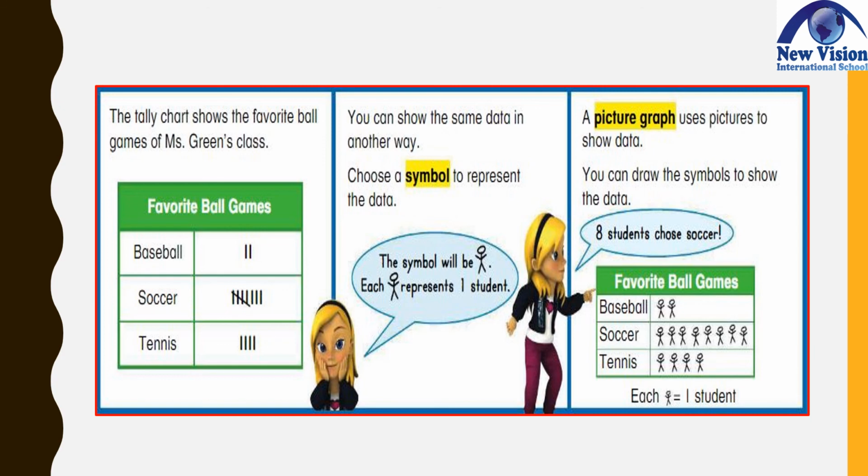You can show the same data in another way. We can choose a symbol to represent the data. In this example, the symbol will be a stick figure. Each stick figure represents 1 student. A picture graph uses pictures to show data. You can draw the symbols to show the data. Why is a picture graph a good way to display data? Pictures are easy to see and count.